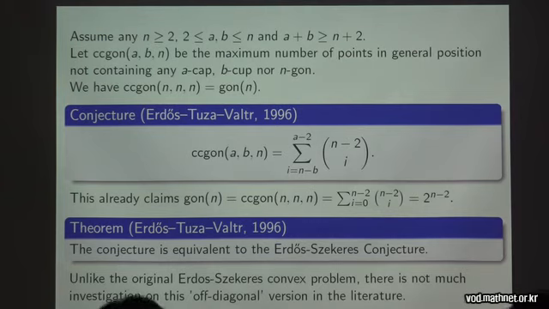However, unlike the original Erdős-Szekeres conjecture, this variant has not been investigated that much in literature, except for the original paper by Erdős, Tuzel, and Waltra, and the one by Balko and Waltra that I will mention. That's up to my best knowledge. If you find any other works involving this variant of the conjecture, please let me know. I'll be happy to hear about it.